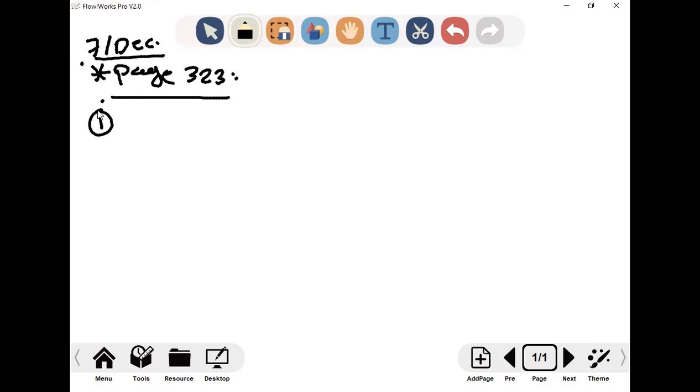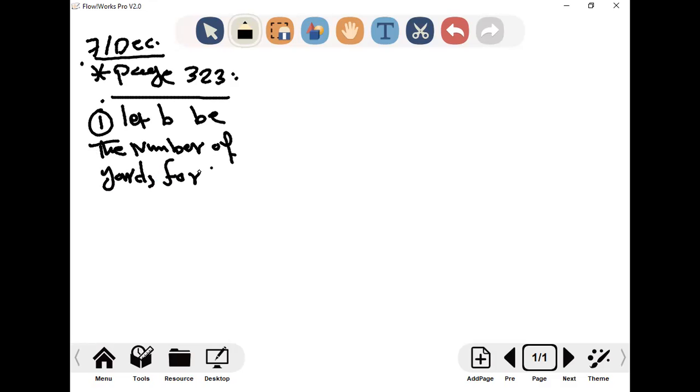First step, you need to define a variable, right? And the variable we said yesterday is the thing that the question asks about, which is how many yards for the blue fabric. So let B be the number of yards for the blue fabric, right?